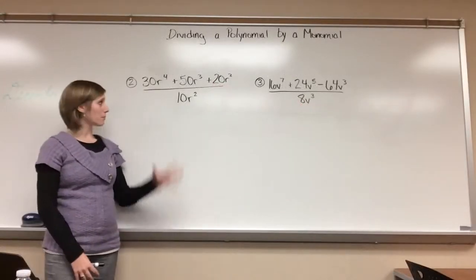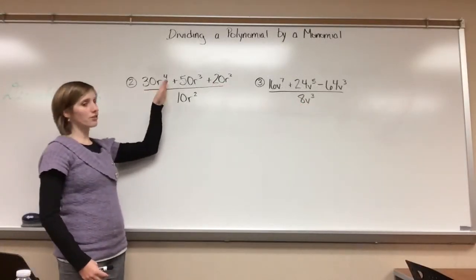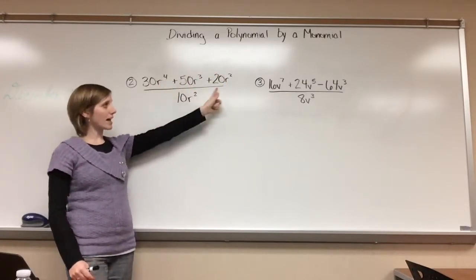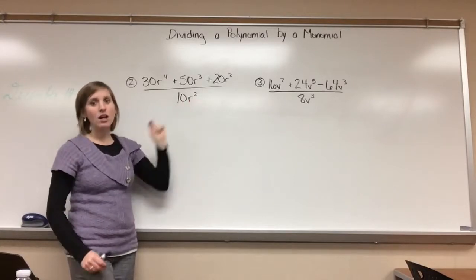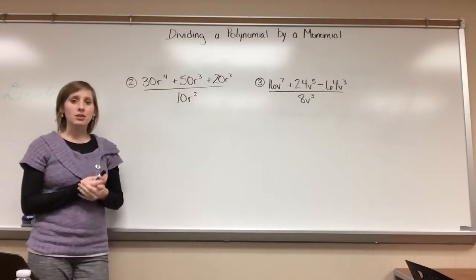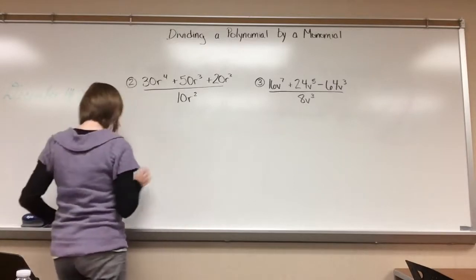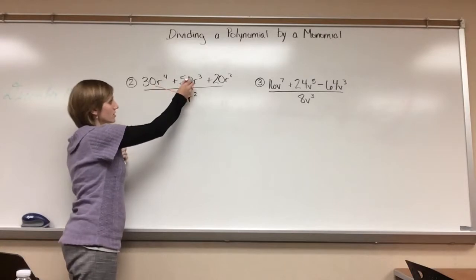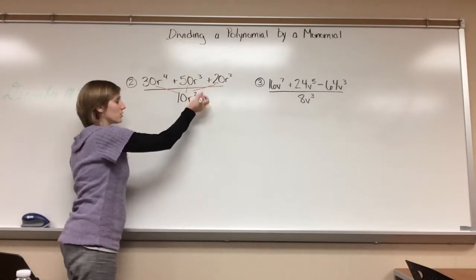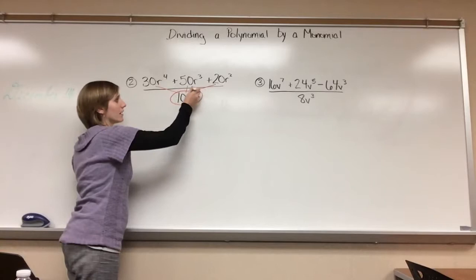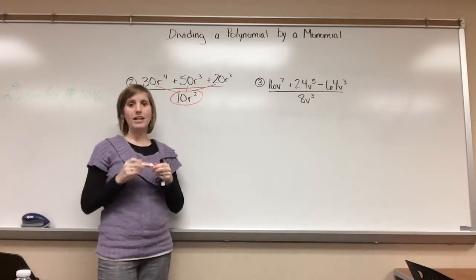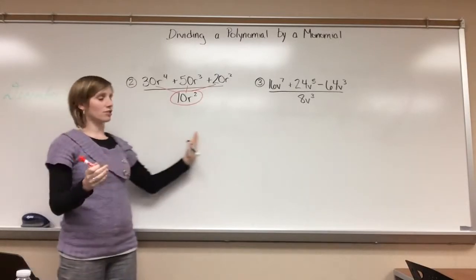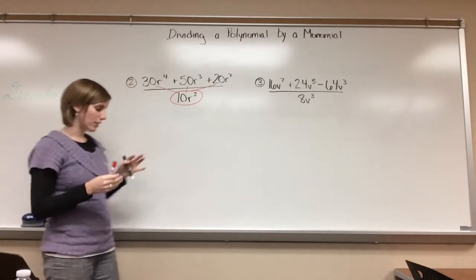Okay, for our first example, problem number 2, we have 30r to the 4th plus 50r to the 3rd plus 20r squared, and we're dividing that by 10r squared. Now, our rules say that we need to go ahead and divide each term. Again, this is a lot like the distributive property. Each one of these terms in the polynomial is going to be divided by 10r squared. All right, so we can do each one separately, and then our answer is just going to have all 3 terms after they've been divided.